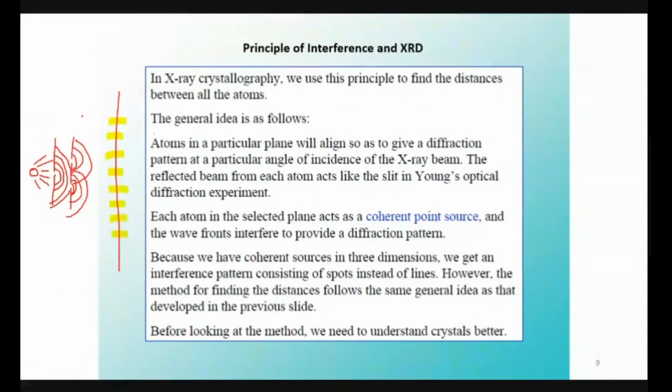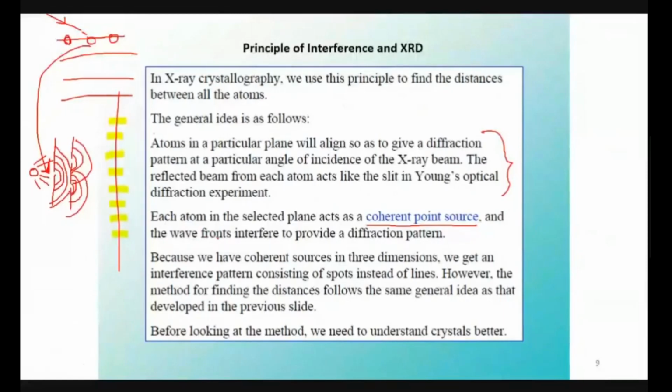So when we talk about X-ray crystallography, every crystal is made up of many layers of atoms. When X-ray passes through it, suppose X-ray is falling and there are many atoms. If you consider only the first layer of atoms, that atom will scatter the X-ray, and this will be analogous to this one. So it will act as secondary source of electromagnetic radiation. I hope you understood this paragraph now. Each atom in selected plane acts as coherent point source, and the wavefronts interfere to provide diffraction pattern. So this is the first layer and this is second layer. So you will get a diffraction pattern. This is called a diffraction pattern.